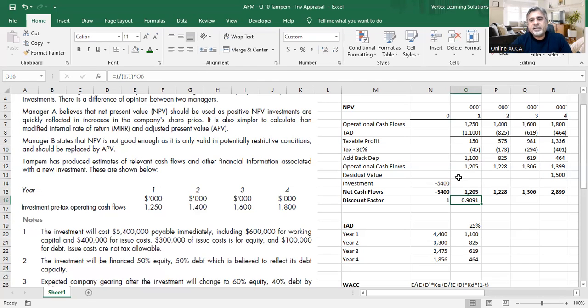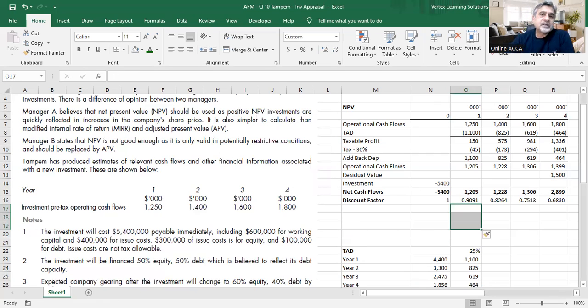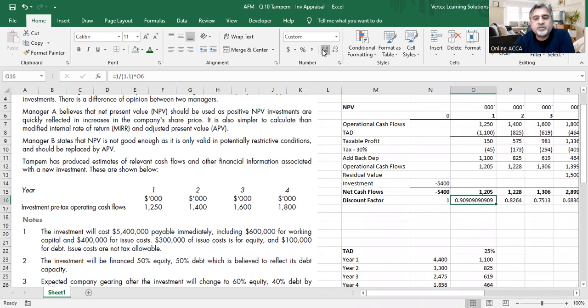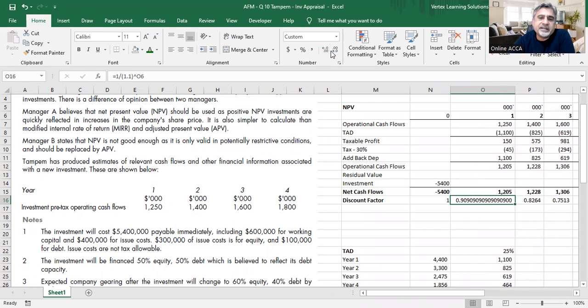For the sake of simplicity, I will copy paste and get these discount rates. Now, I've explained this before as well. I am using a formula for making this calculation. You should not be doing it in the exam, because this is 0.9091, but because of Excel, it has many more digit values, so there is a lot of difference in calculation.